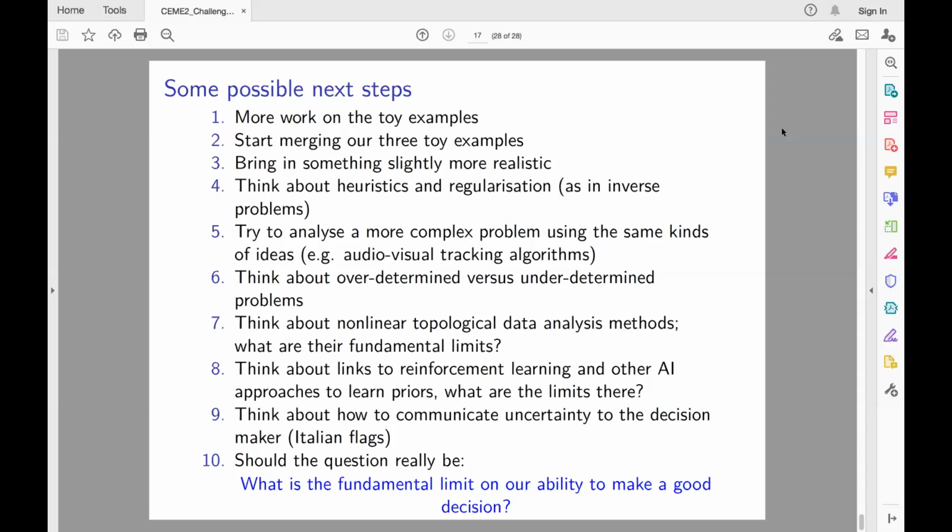And then can we think about these nonlinear models? The information theoretic approach allows for really quite general classifiers and quite general models, and perhaps we can think about links to reinforcement learning and other AI approaches to learning priors. What are the limits there? There's a conference this week, in fact, I believe, at the University of Bath on the mathematics of deep learning. Can we get some handle on making some estimates if there is an AI in the loop?